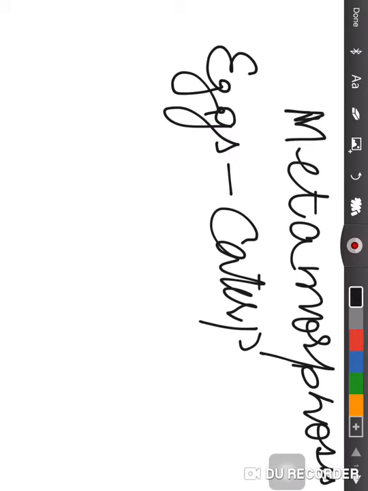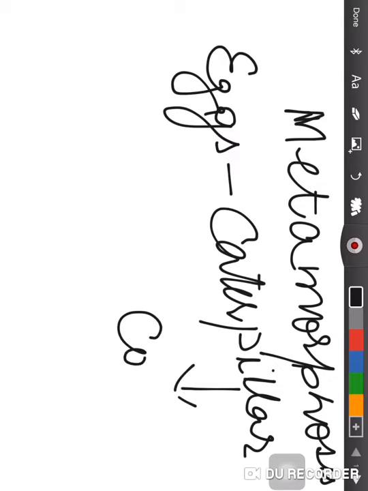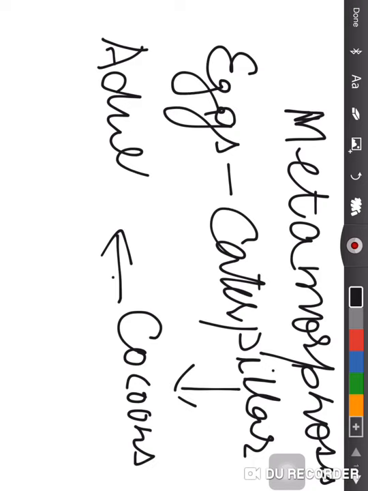Caterpillars come up. From caterpillars, what are formed? Cocoons are formed. They are made up of protein. Now all the threads are of protein. Then from cocoons, what do we get? We get the adult moth. Actually, they are moths, or we can call them imago. What do we call it? Imago.